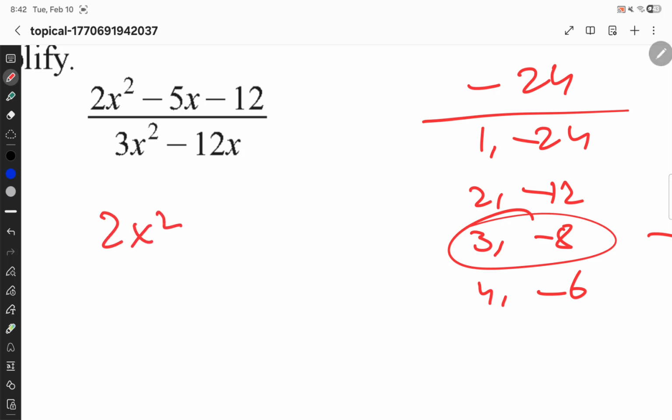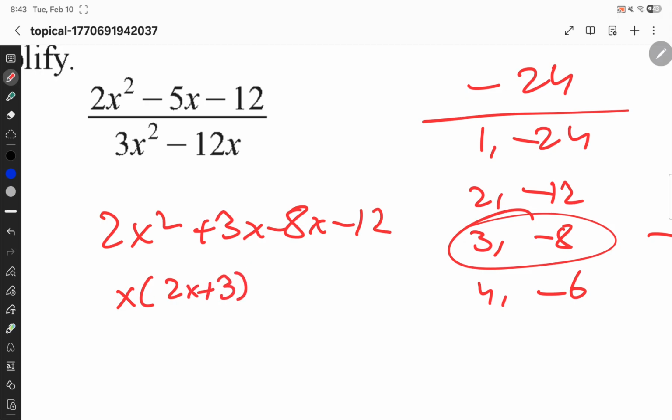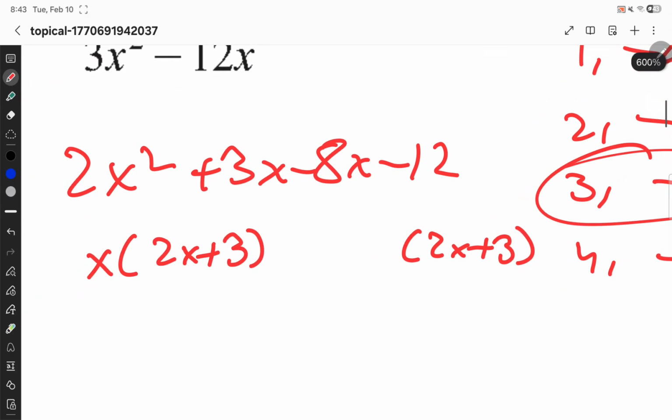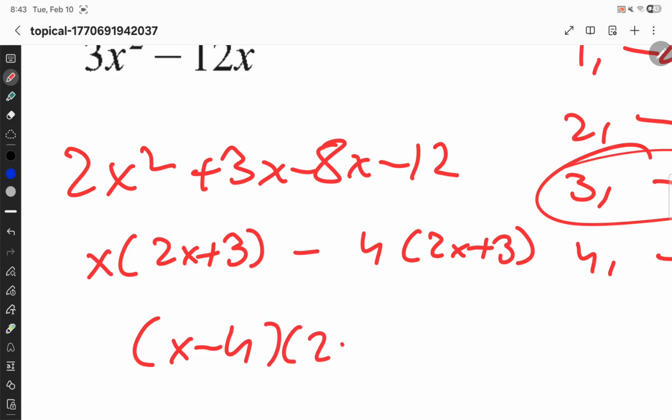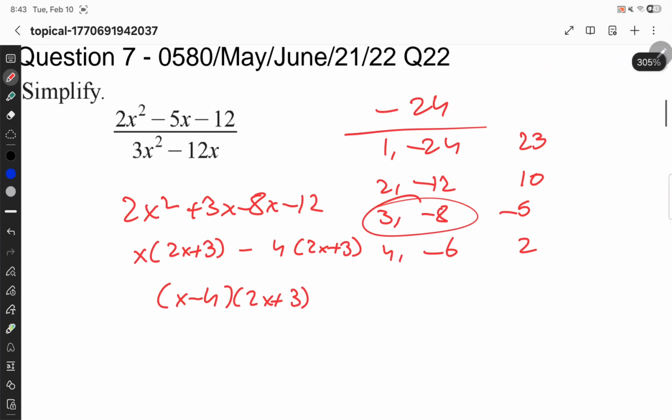So this is 2x squared plus 3x minus 8x minus 12, and the common factor is x. 2x plus 3, 2x plus 3, the common factor between them is a negative 4. So this is x minus 4, 2x plus 3, like so. This is how we do it.